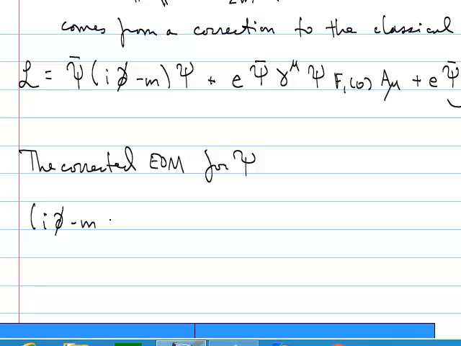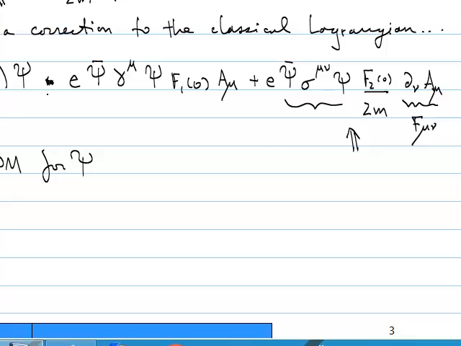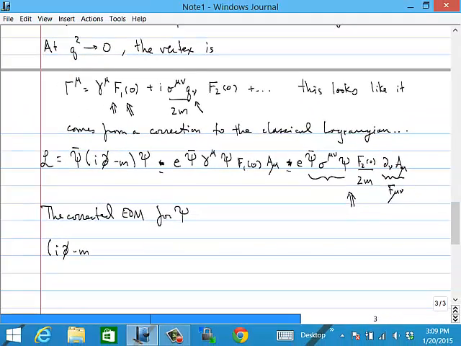I believe there's a minus sign somewhere. It's actually not terribly important, so let's forget about it. But I believe there's actually a minus sign here, so I'll just try to be careful about my minus signs. So minus e times A slash F1 of 0.